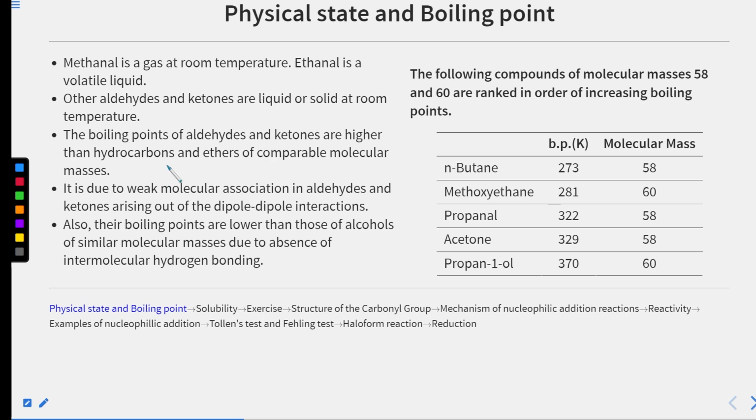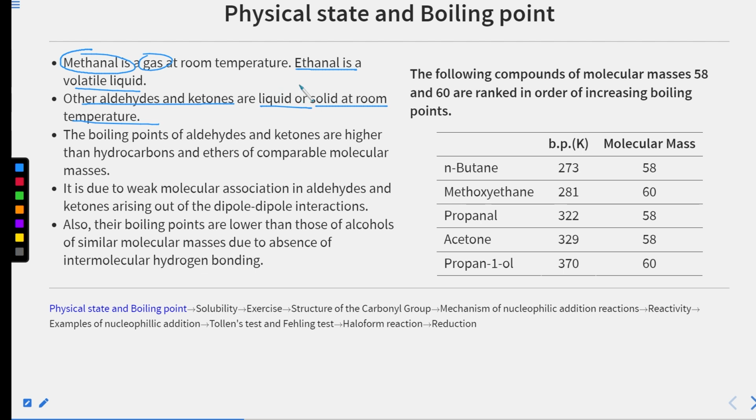Now first let us start with the physical state. If you look at methanal, the first member of the aldehyde group, it is a gas at room temperature. As we increase the molecular size of the aldehyde, the state changes to liquid. Ethanal is a volatile liquid, and other aldehydes and ketones are liquid or solid at room temperature. So you can see very clearly that only the first member of this group, methanal, has a gaseous state.